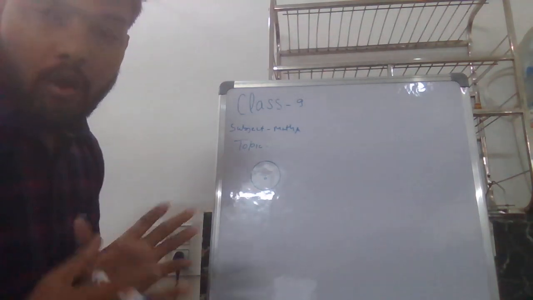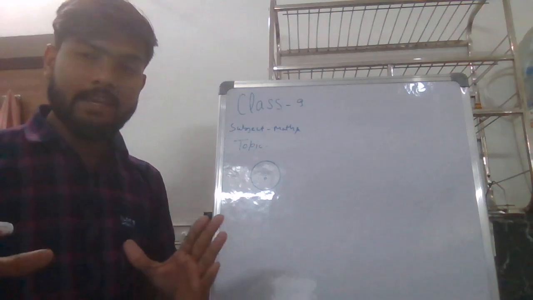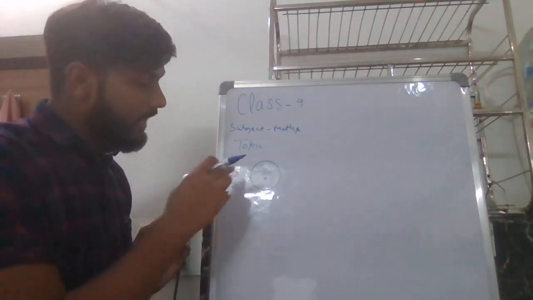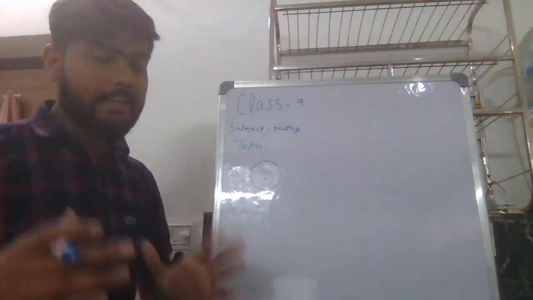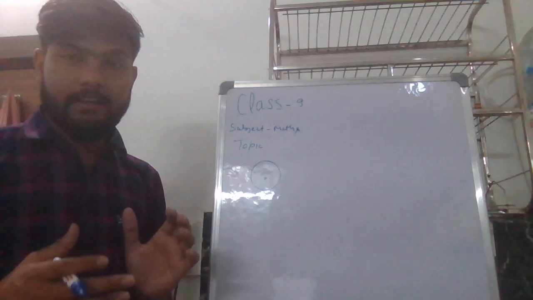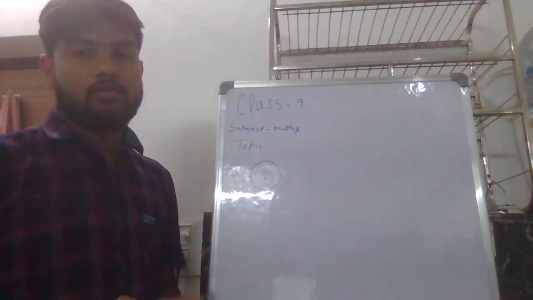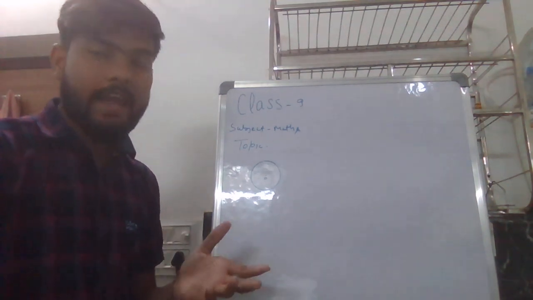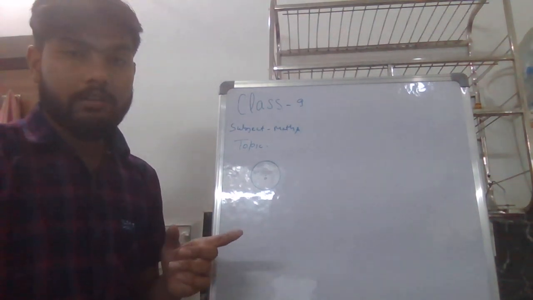Now you have to draw two equal chords. Suppose AB and DC, and join AO, BO, DO, and CO. So like this you have to draw a circle and draw equal chords. Now we have to measure angles AOB and DOC.